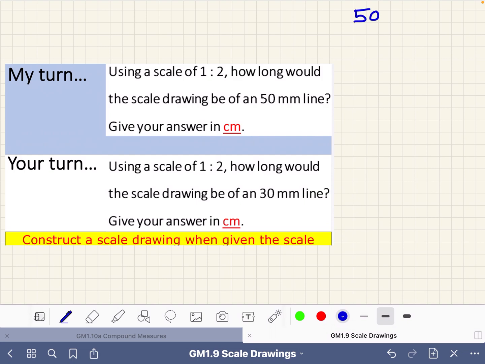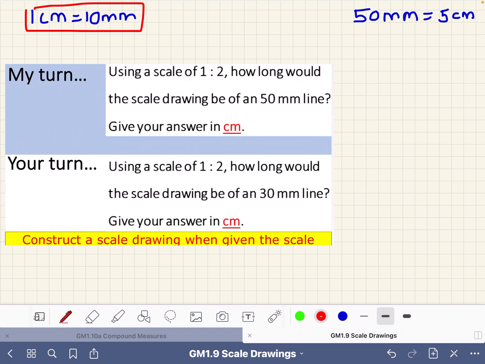So 50 millimetres is equal to 5 centimetres. So you should know that 1 centimetre is equal to 10 millimetres, and that's going to be key for your work. So now we have a 5 centimetre line instead. We can approach this in the same way as we would have done for our exercise 1 and exercise 2. Please look back on the videos if you do need a reminder.